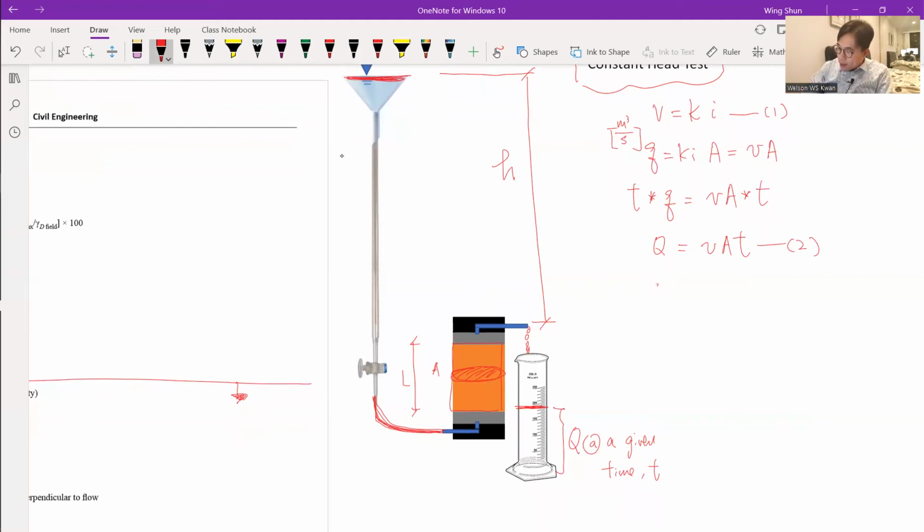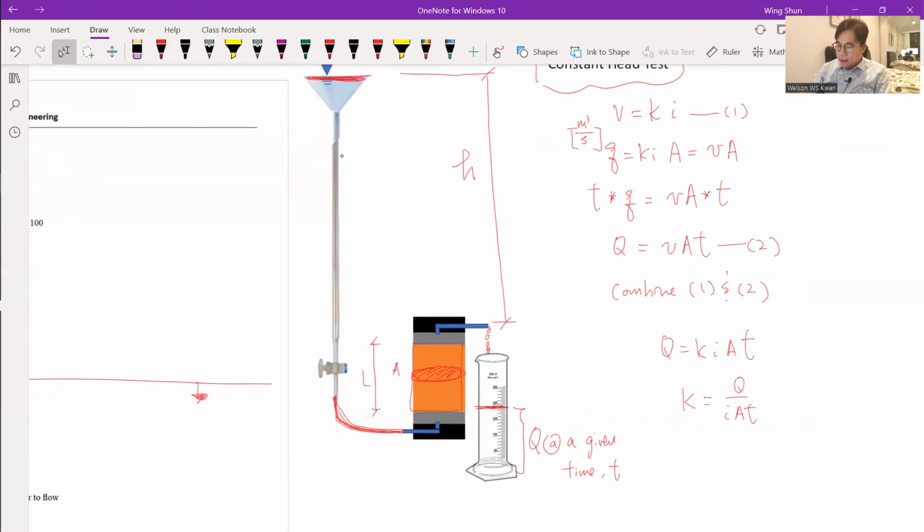If we combine equation 1 and equation 2, we get this formula. Pretty much we substitute the velocity, equal to K times i, into equation 2, then we get this formula. And we organize it, because we want to find the K value, the hydraulic conductivity. Then we get this formula.